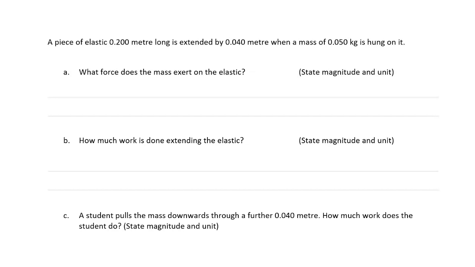Let's do this example. We have a piece of elastic, we're told the length of it, and we're told how much it's extended by. Now you might recall in the equations we were talking about, we don't actually care how long the piece of elastic is, we're going to be modelling this like a spring, but we do care about its extension, delta x. So they've given us a piece of information that we don't need here. We're told that there's a mass of 0.050 kilograms hung on it.